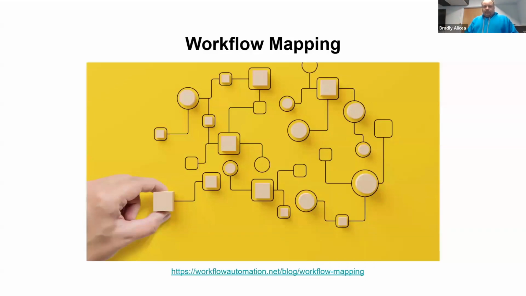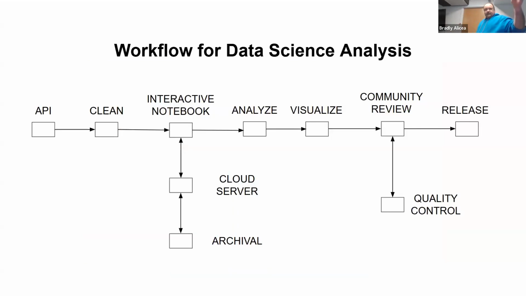So this is an example of a workflow map. This is boxes and arrows. Sometimes you use different types of graphs, and we'll see what they look like in a minute. This is from workflowautomation.net, and this is a blog post on workflow mapping to give you a little background into how people use this in project management. This is a workflow for data science analysis. So this is just an example of what a workflow would look like if we wanted to acquire some data from a programming interface.